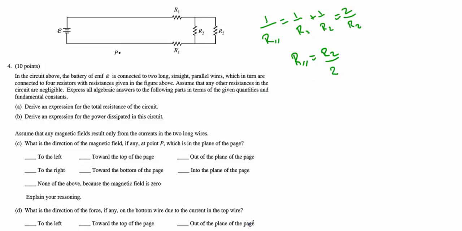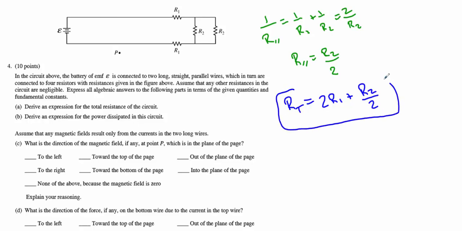Now at that point, my overall equivalence, my total, what I'm looking for, will be everything in series. We'll have R1 in series with that branch we just found, in series with R1 again. So R1 and R1 will add together, so I'll have 2R1 plus that branch we just determined, R2 over 2. That is the answer for A. Just make sure you're not changing the subscript randomly, because they have to be in terms of the variables given, and that was R1 and R2.